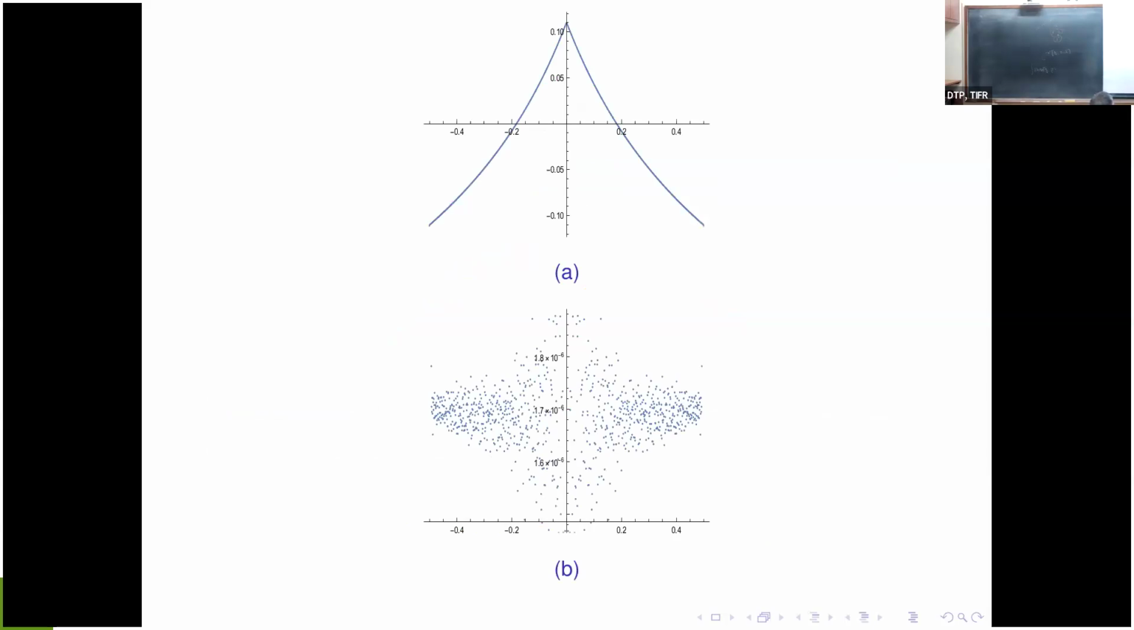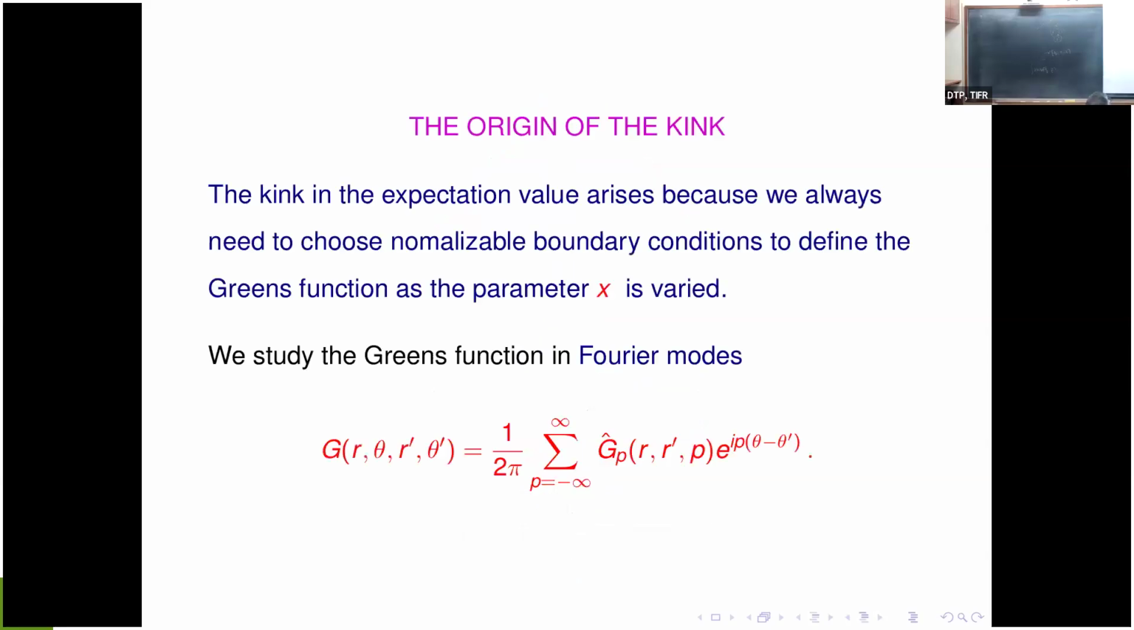But if you take the difference, just to be sure, it's like 10 to the minus 6 order differences in the numerics between them. So what is the origin of this object? What is the origin of this kink? So the kink is the expectation value.